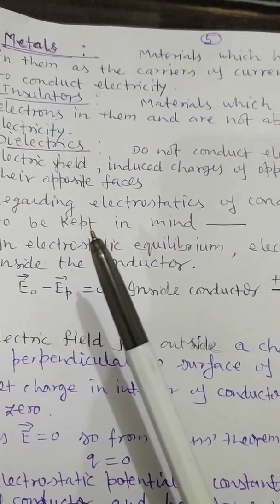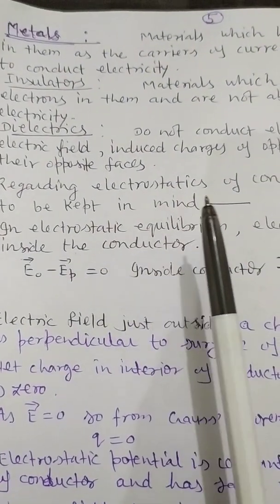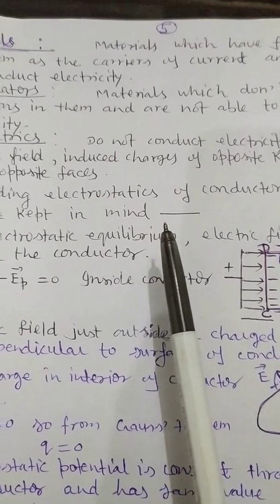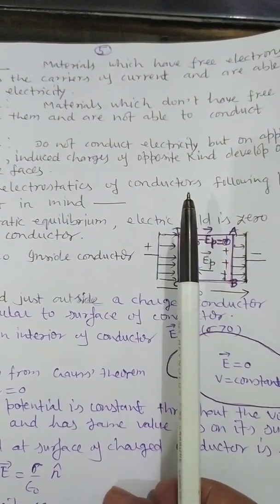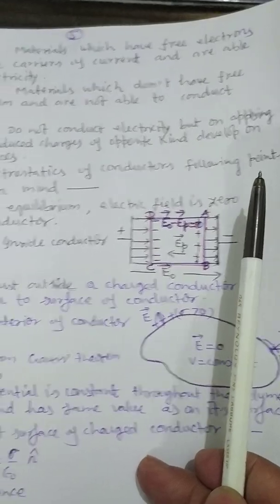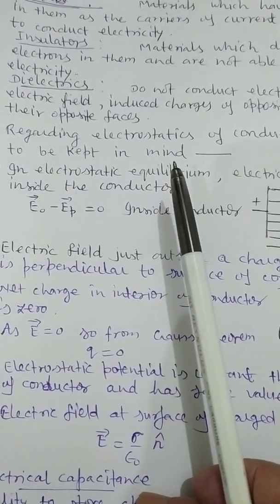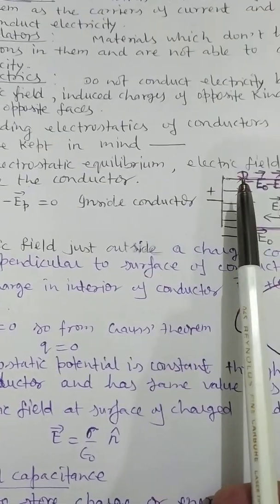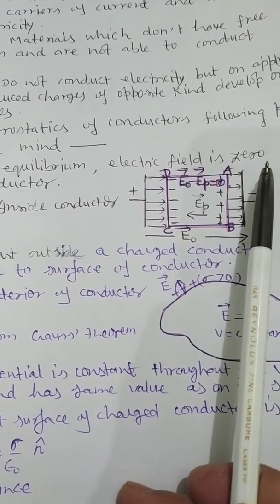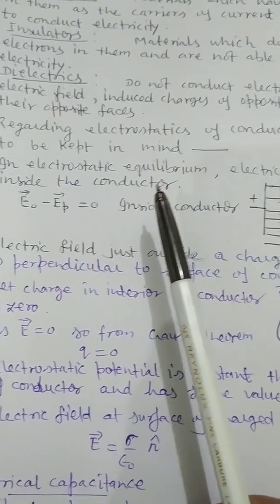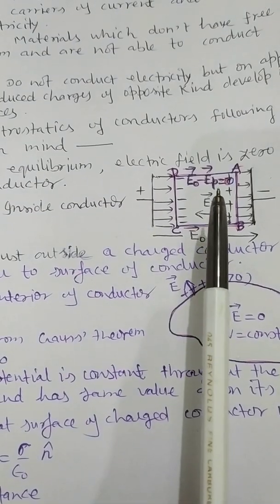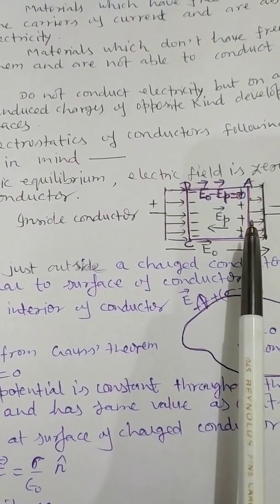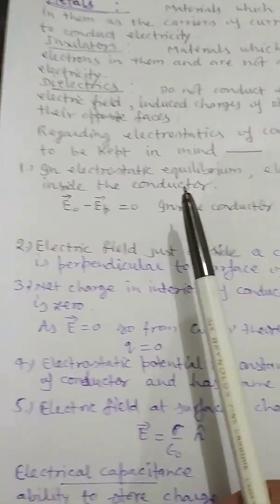Now next, some of the terms, some of the concepts we must remember in the mind regarding the electrostatics of the conductors, and let us have the following points which we should keep in the mind. In electrostatic equilibrium, electric field is zero inside the conductor. That is, inside the conductor, what is there? Electric field does not exist because the charge always resides on the surface of the conductor.